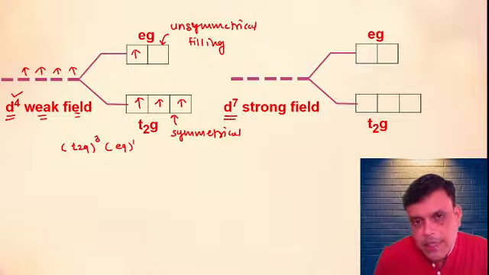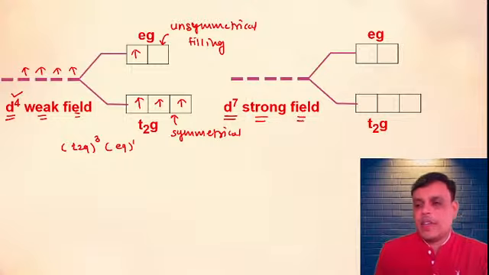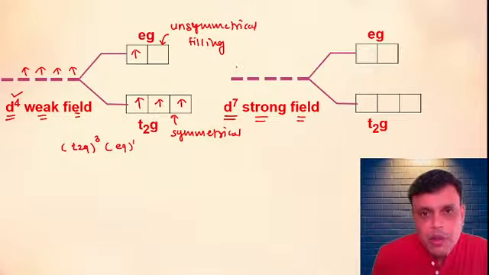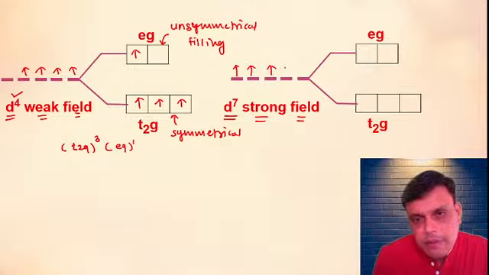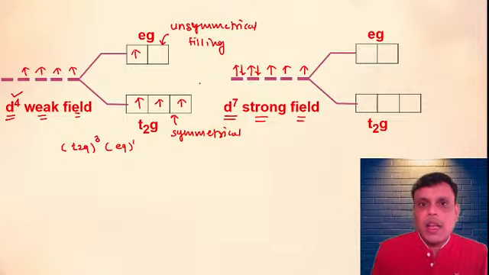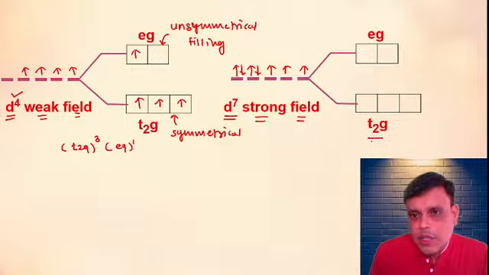Then take the second example, that is D4 system and complex is strong field. D7 system and complex is strong field. Now you have D7 system means you have 7 electrons in free metal ion, 5, 6 and 7. Okay, you have 7 electrons in free metal ion. And in octahedral complex, in octahedral splitting, you have to fill the electrons in T2G and EG.